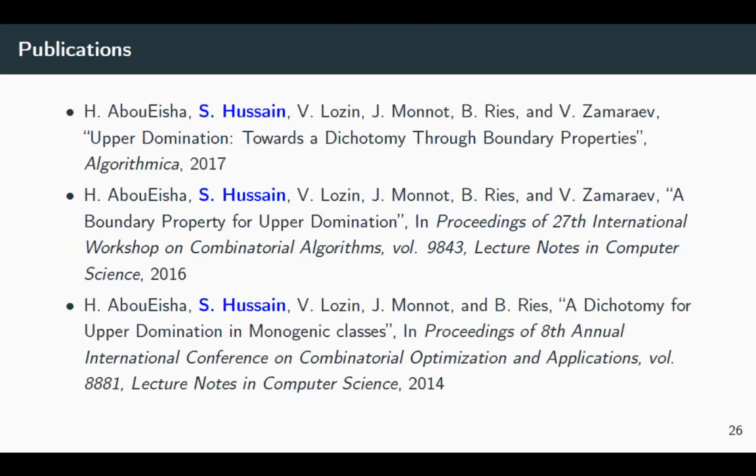And these are the three papers in which these results were published. This one is the first one, then the second and third. These two are conference papers. And the first one, which is on the top, which was published in 2017, is in Algorithmica.